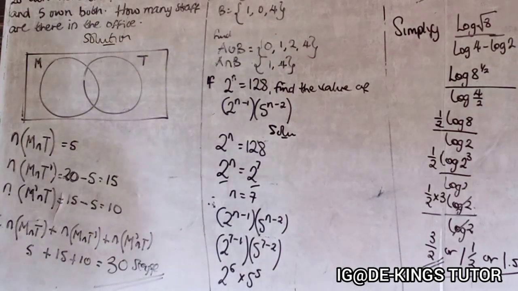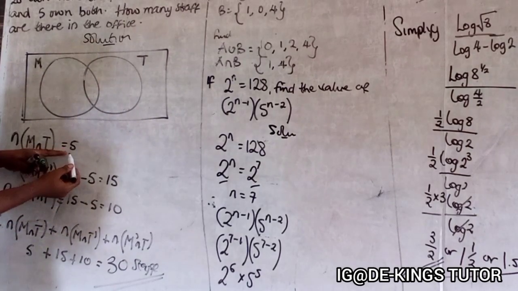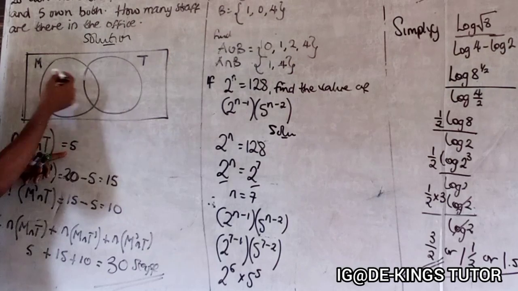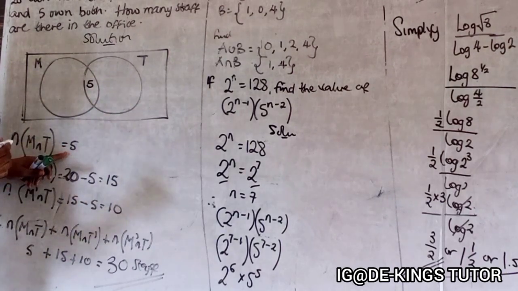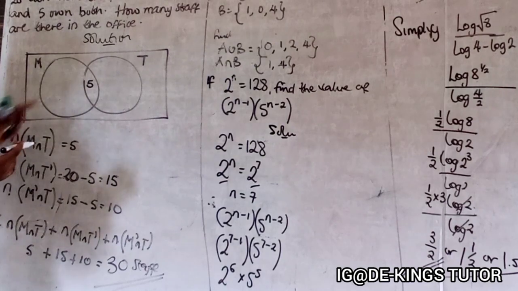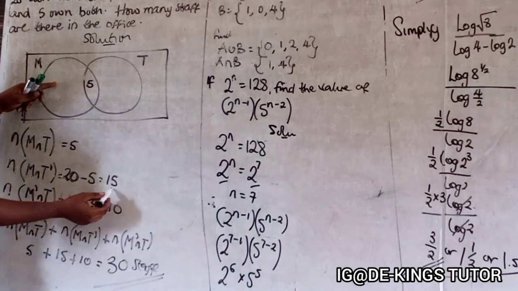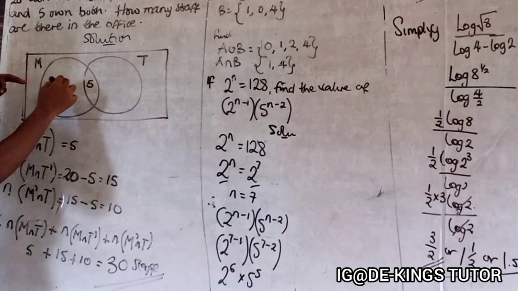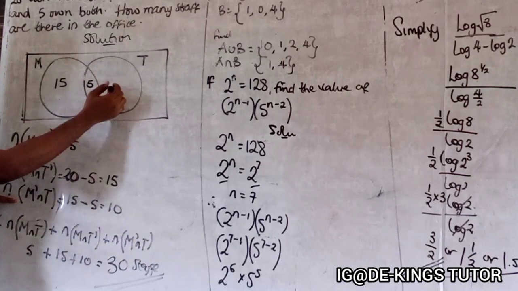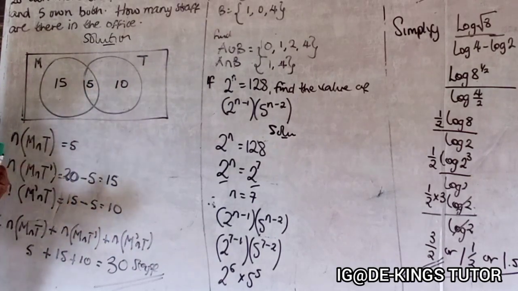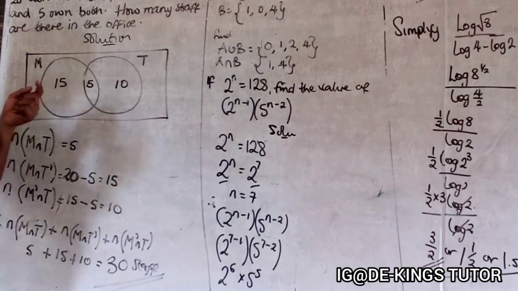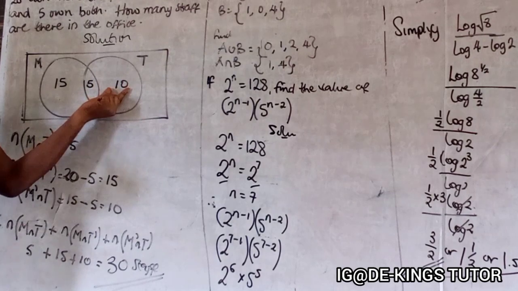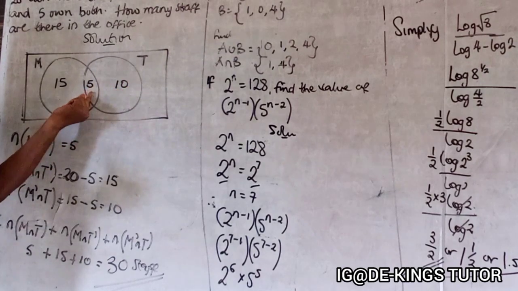Now to put this here. From here we see this part is what is common to both, so what will be here is 5, because they say 5 is what is common to both. So this part is 15, while here is 10. So the ones that have only Mercedes is 15, the ones that have only Toyota is 10, while the ones that have both is 5.